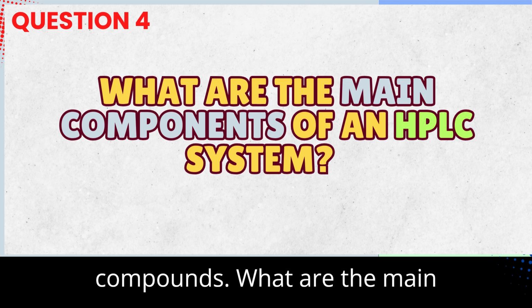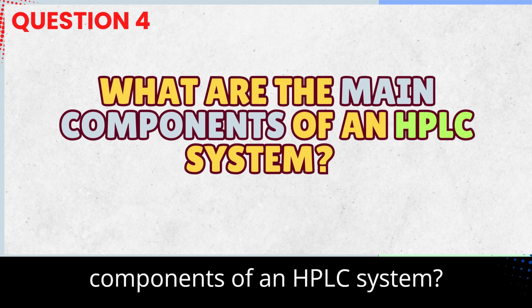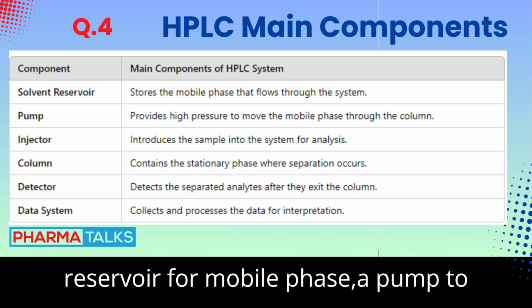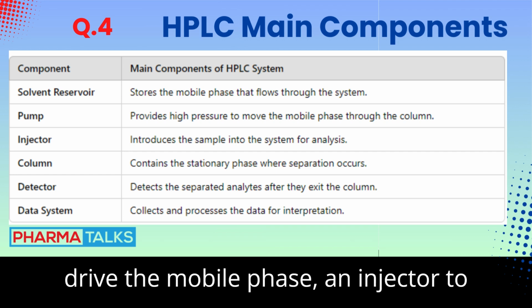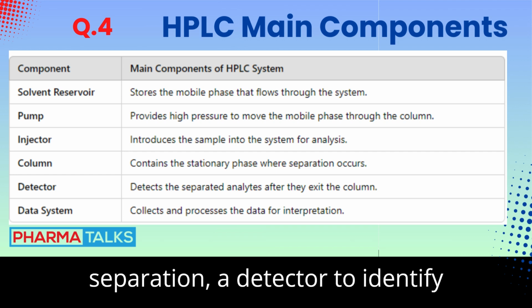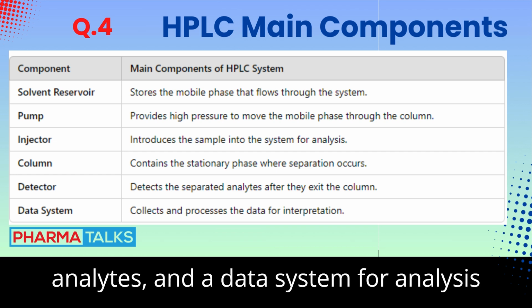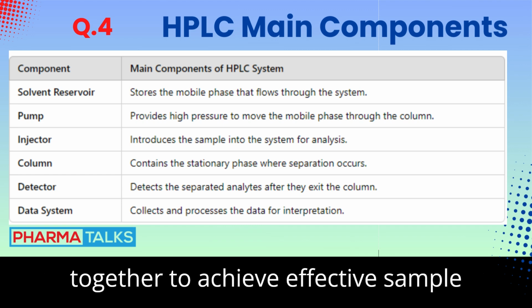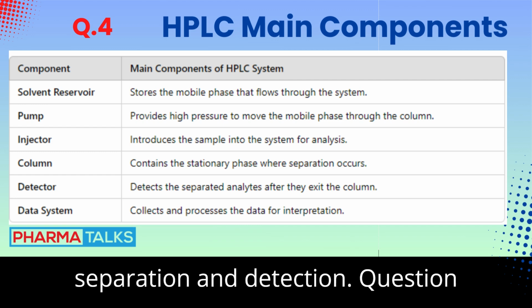Question 4. What are the main components of an HPLC system? Answer. The main components include a solvent reservoir for mobile phase, a pump to drive the mobile phase, an injector to introduce the sample, a column for separation, a detector to identify analytes, and a data system for analysis and record keeping. These components work together to achieve effective sample separation and detection.